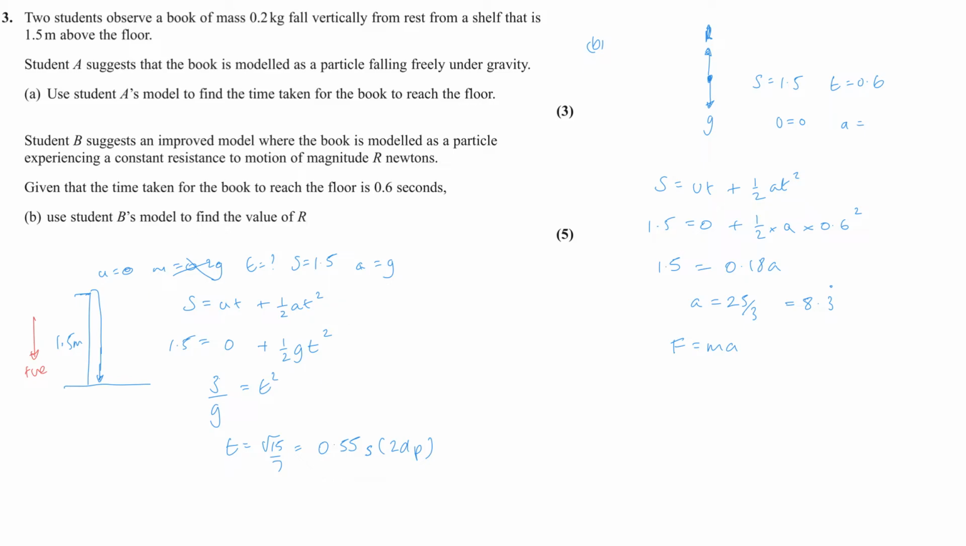And the downward force is mg, so 0.2g minus r. And that equals 0.2 times a, which is 25 over 3. So r equals 22 over 75, or r equals, that's 0.293 to 3 significant figures.